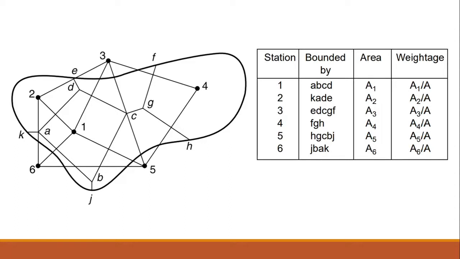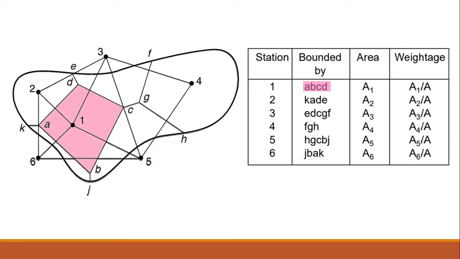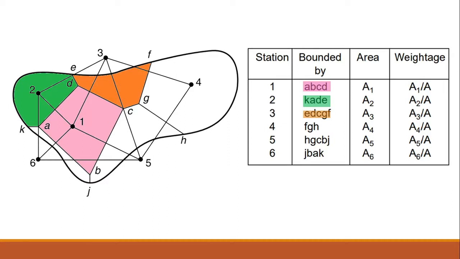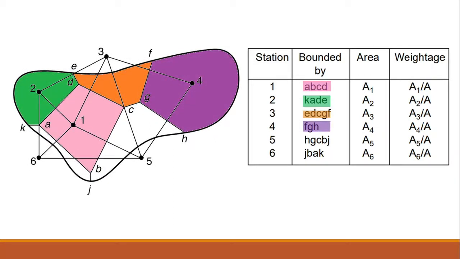Here in this table are the tabulated values of the polygons and their corresponding stations and areas. For the polygon bounded by A, B, C, D, the area is A sub 1 and the station is station 1. For the area bounded by K, A, D, E, we have area A sub 2 and station 2. The polygon EDCGF has an area A sub 3 and its corresponding station is station 3. The polygon FGH has an area A sub 4 and its station is station 4.